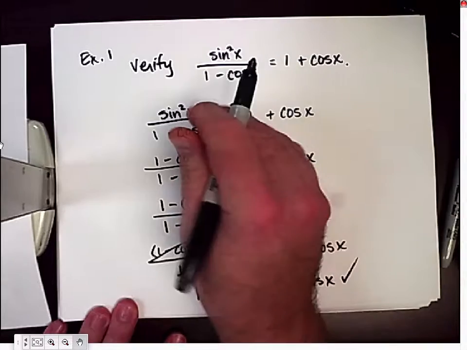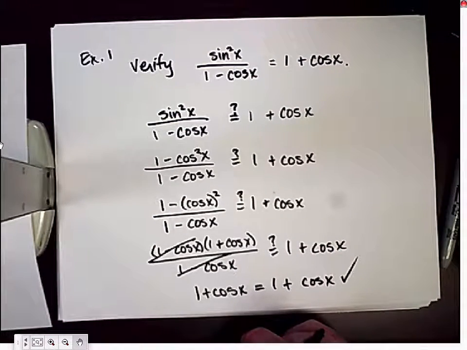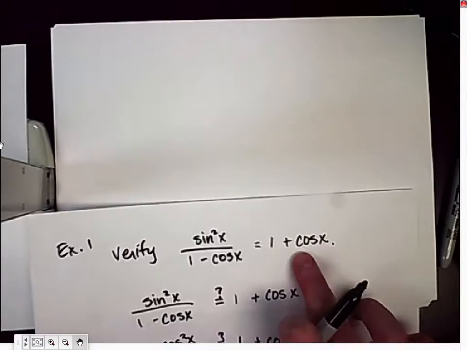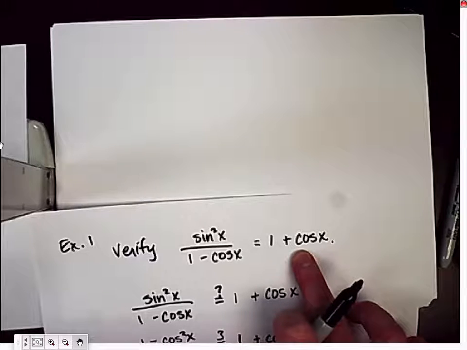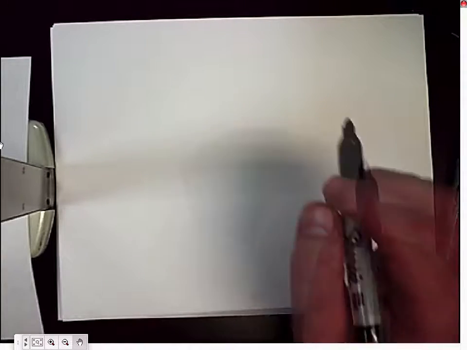Now, this one was nice because just working on the left, we could get it to look just like the right. Sometimes it's not going to work that way, okay? Because sometimes what's on the right is not a simplified version, it's actually a more difficult version, or more complex. So let's look at what happens with this.